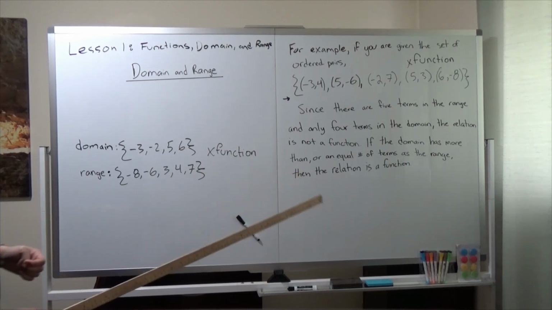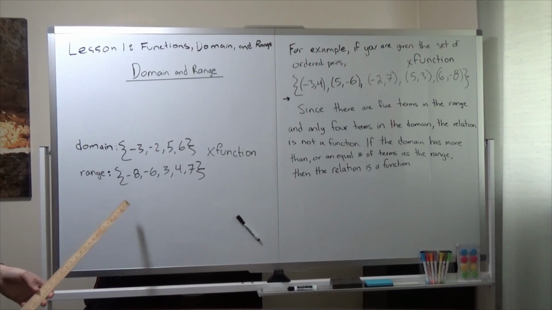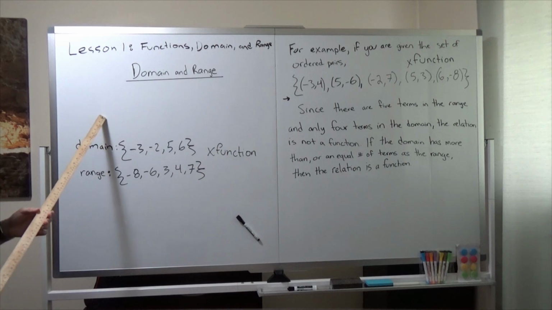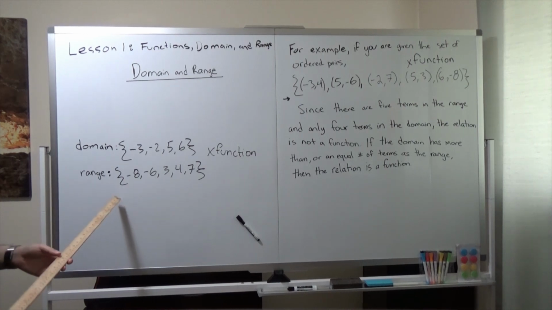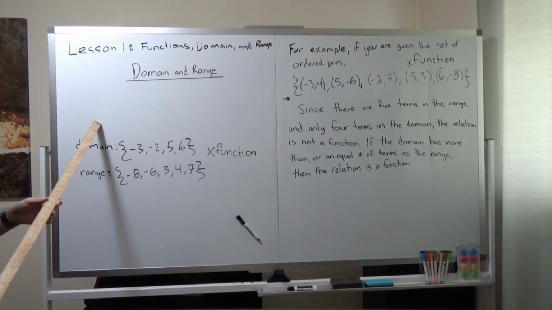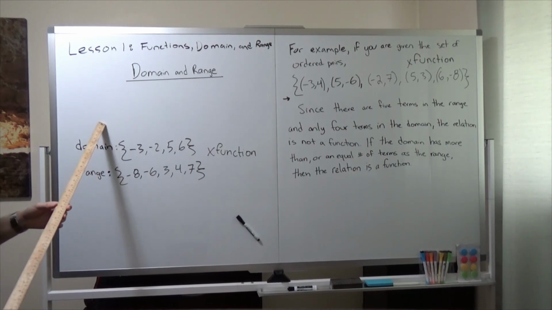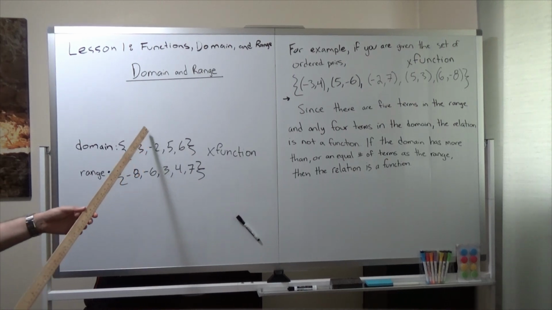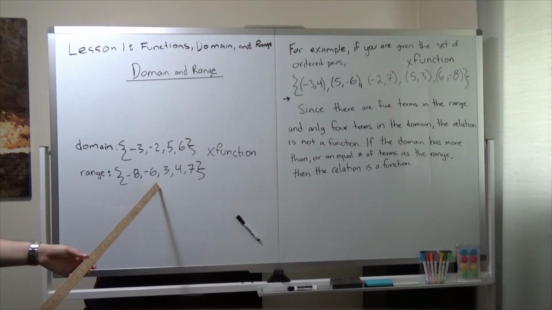If the domain has more than or equal number of terms as the range, then the relation is a function. So if this domain has more terms or the same number of terms as the range, then the relation is a function. How could the domain have more terms than the range? That could happen if 2 terms in the domain correspond with 1 term in the range.